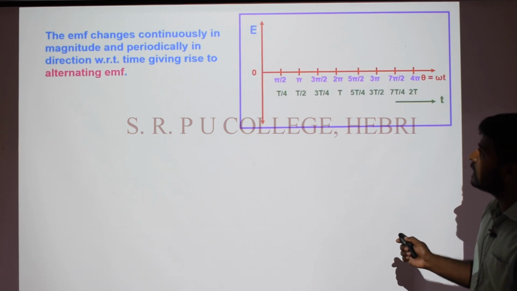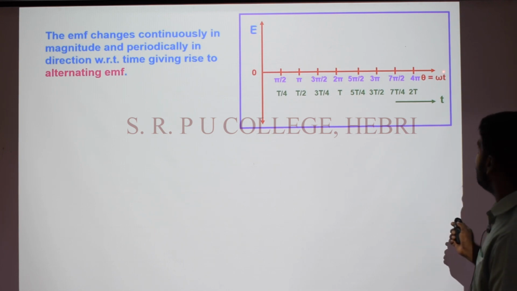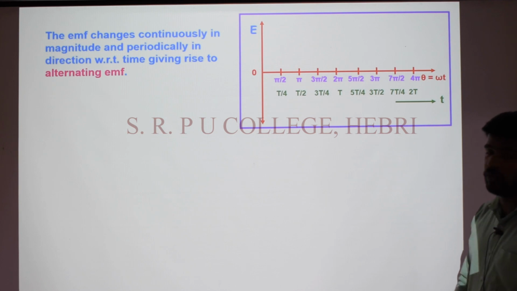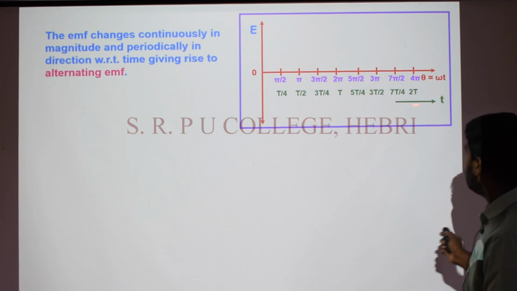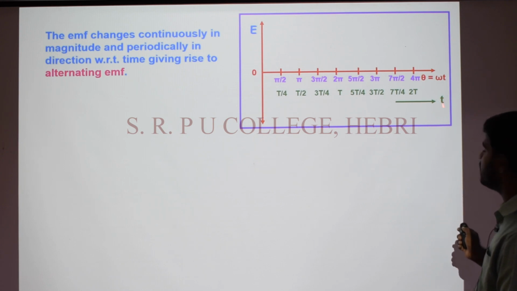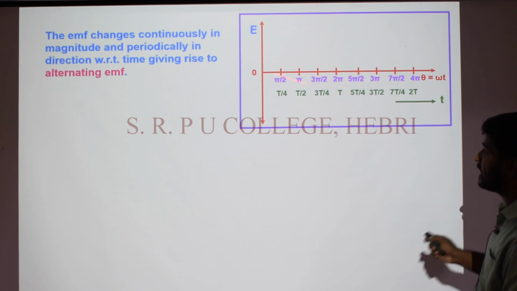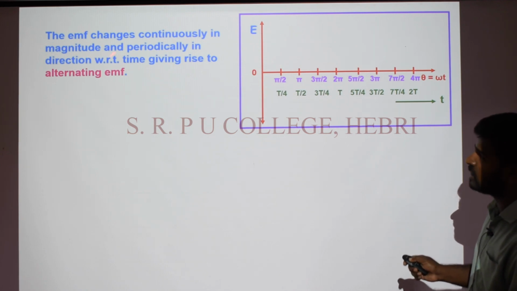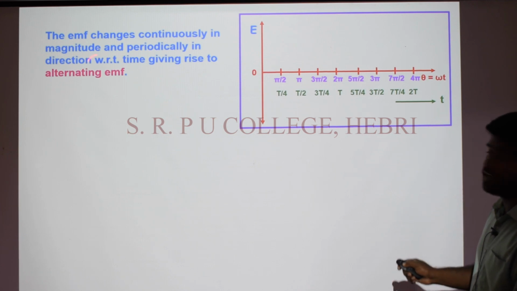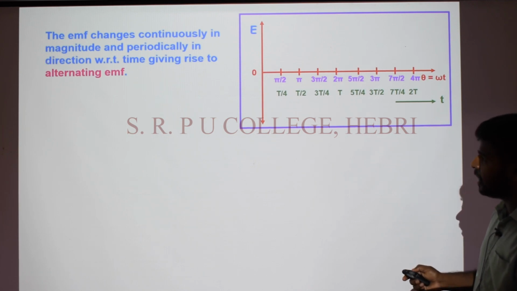See there, the alternating graph is given. On the y axis we express the EMF, on the x axis we express the orientation, theta is equal to omega t. Here they have given the time on the x axis. Therefore, what does this graph give? It gives alternating EMF, since the EMF changes continuously in magnitude and periodically in direction with respect to time. Therefore, see the curve now.